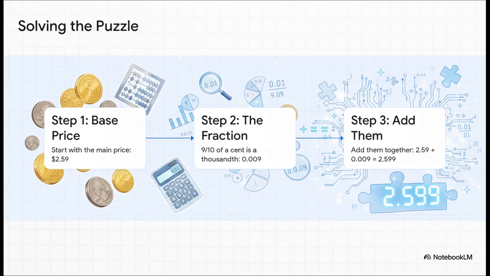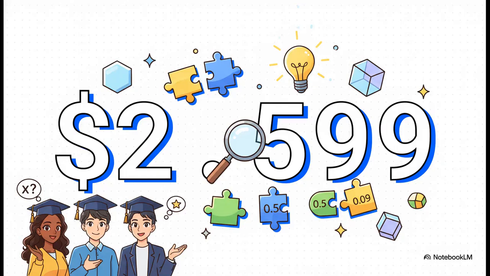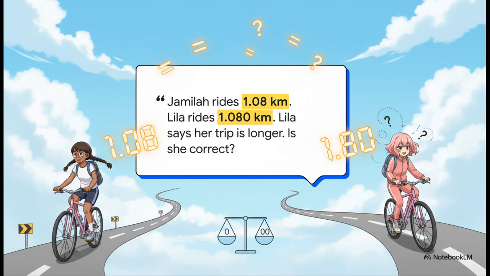Okay, last step. Step 3, we just add our two pieces together. 2.59 plus 0.009 gives us our answer. And bam! There it is, 2.599. See that? It looked really complicated at first, but when you break it into little steps, it's not so bad at all. First puzzle officially solved. Great work! Okay, you're all warmed up. Let's try puzzle number 2.